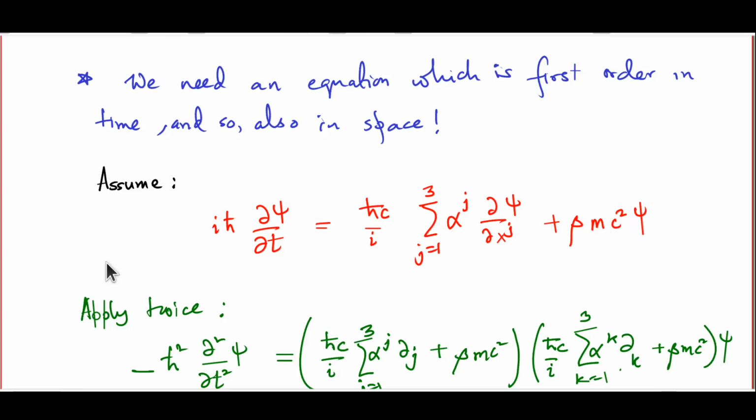You expect an m c squared in the energy. After all, i h cross del psi del t should give you, in the stationary state limit, the energy times psi, and one piece of the energy should be the rest energy m c squared.